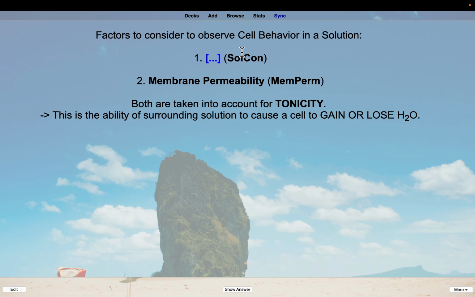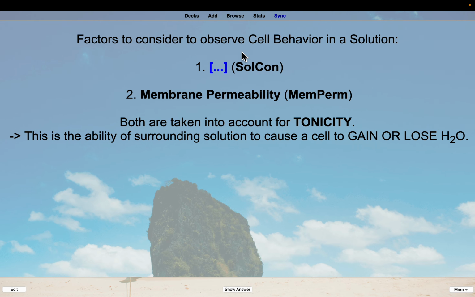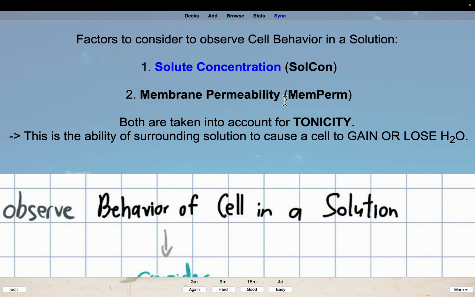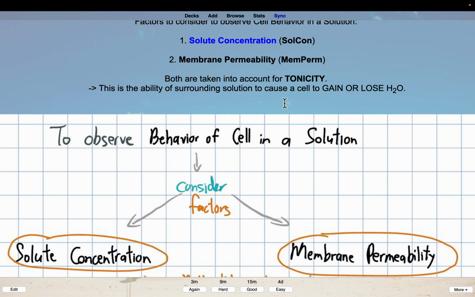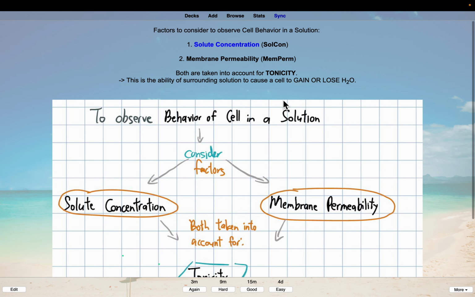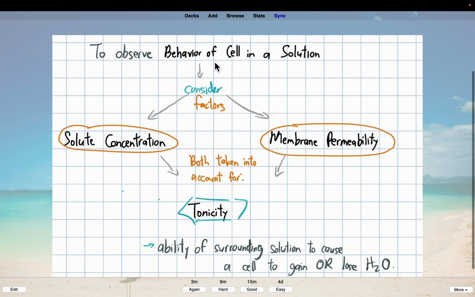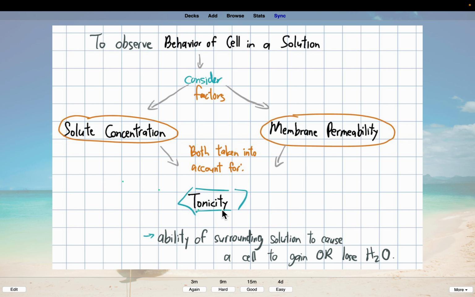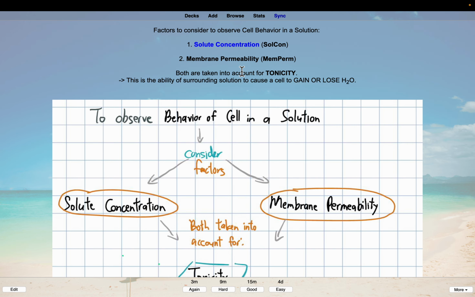Factors to consider to observe cell behavior in a solution: solute concentration. To observe the behavior of a cell in a solution, we consider solute concentration and membrane permeability, and both are taken into account for tonicity. What is tonicity? This is the ability of a surrounding solution to cause a cell to gain or lose water. That's basically what was stated here.